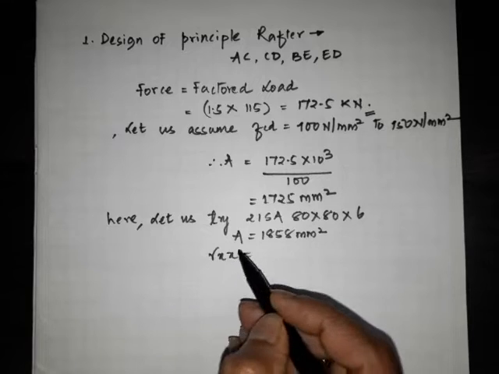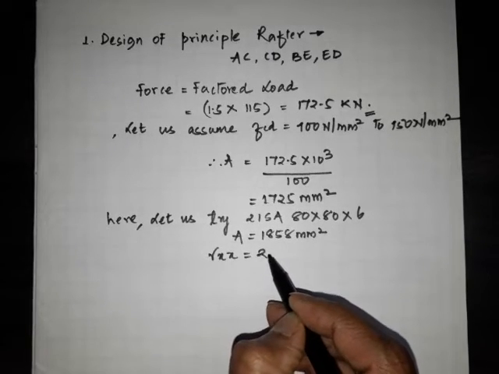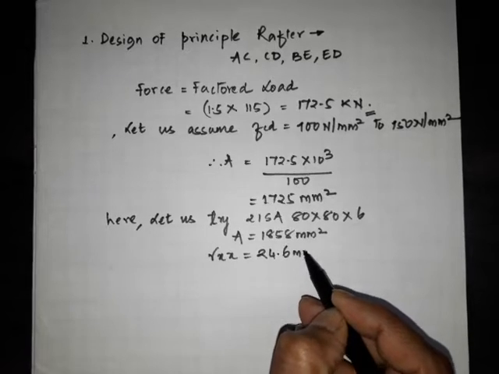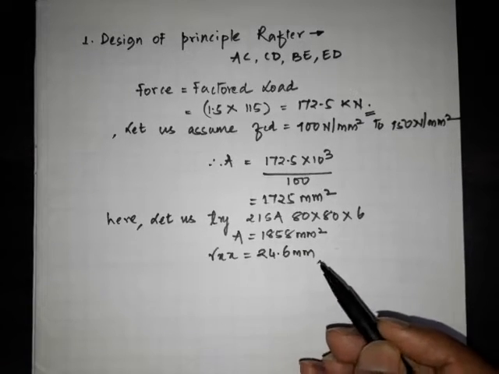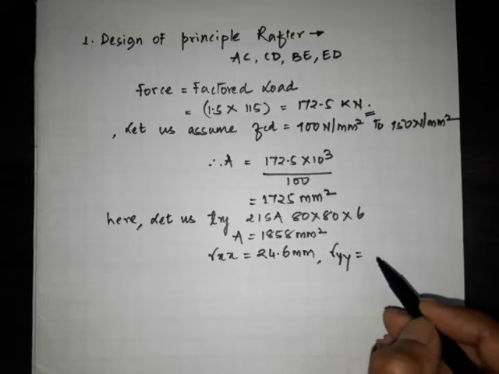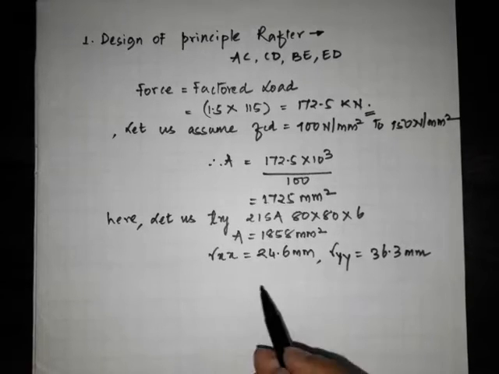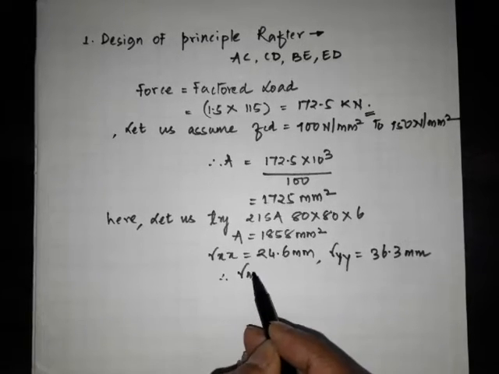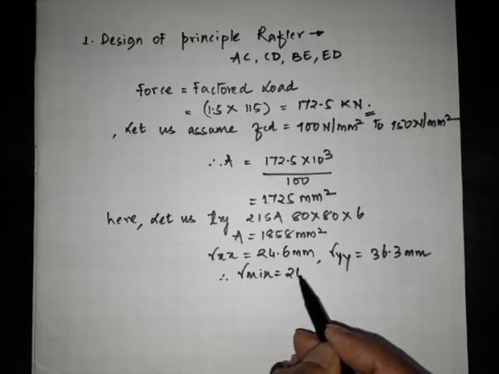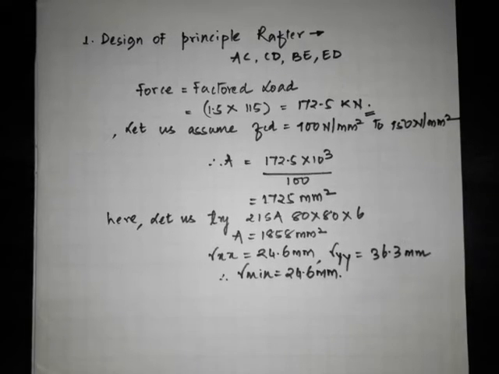RXX is 24.6. I told you how to refer this, how to get it from the steel table. RYY is 36.3 mm. Okay, so therefore R minimum will be 24.6 mm. R minimum is 24.6 mm. Okay.